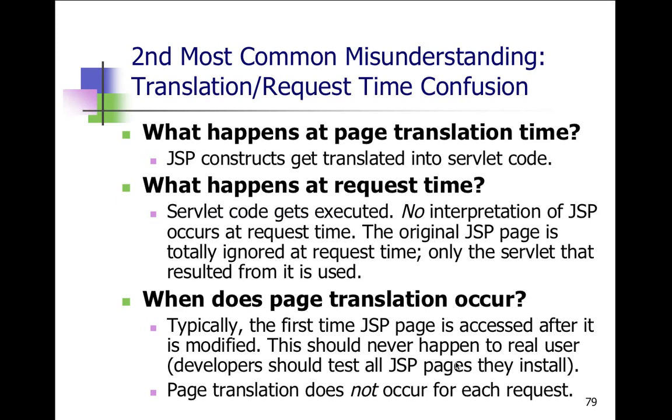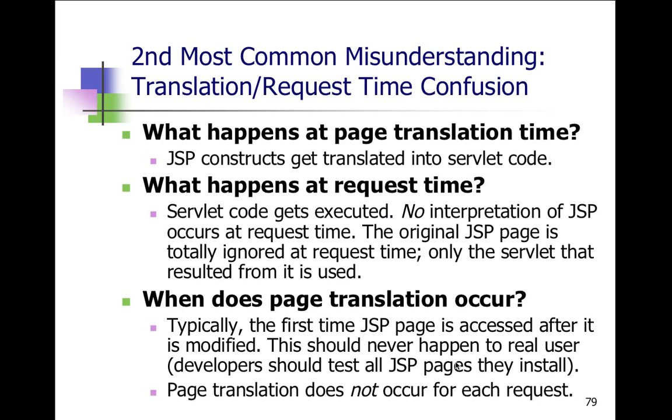So what happens at page translation time? JSP constructs get translated into server code, and the page itself, the JSP, the source code that's written in Java, gets compiled. And the compiled code turns into the servlet, and the servlet runs on the JVM equivalent servlet.